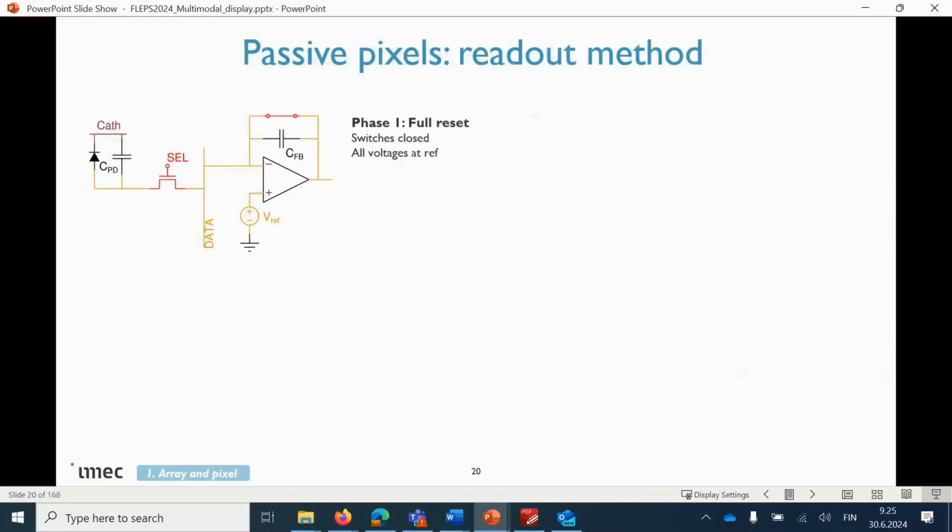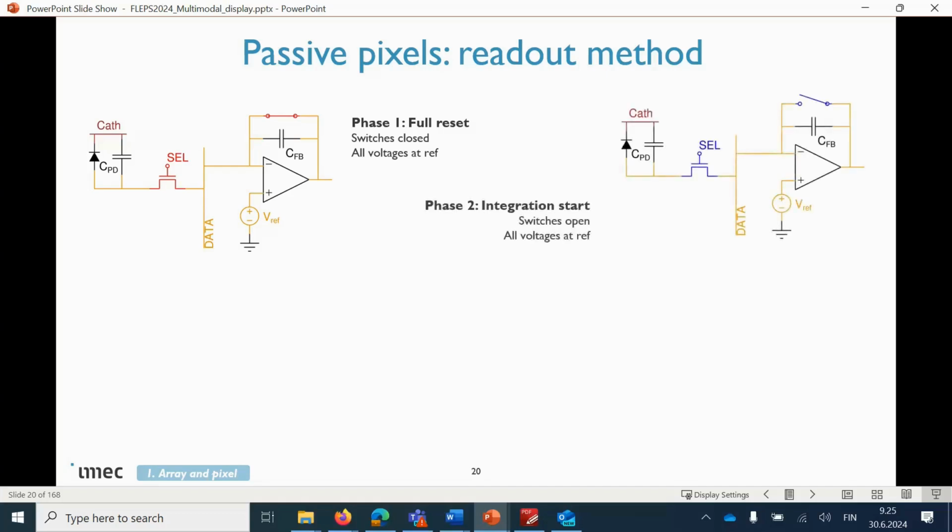So now, how do we address this? How do we operate this? There are different phases. Phase one is to reset all the pixels of the array. Reset means that we have a known, let's say, VREF that you can see here, an ideal, optimized VREF, and we reset all the internal nodes, all the capacitors inside the pixel, to this VREF in the first phase.